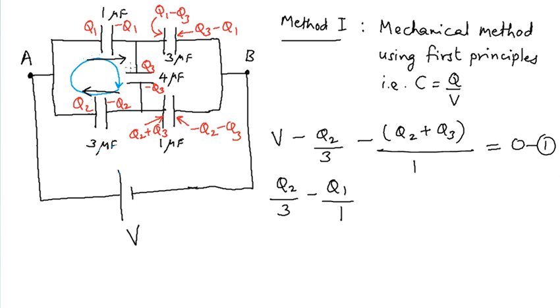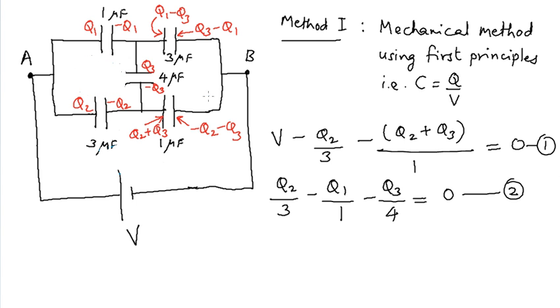And finally, in the third remaining capacitor, the potential difference when I travel from top to bottom will be minus Q3 divided by 4 microfarads. I have reached my starting point, and hence the total potential difference must be equal to 0. So this is equation number 2.